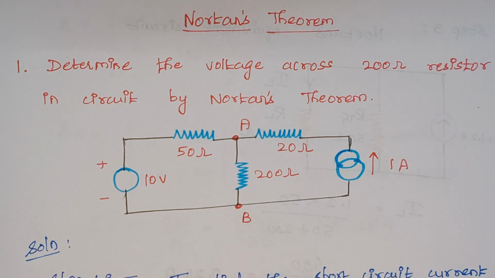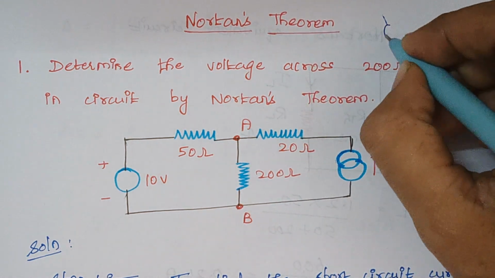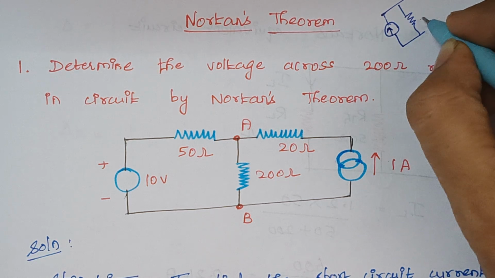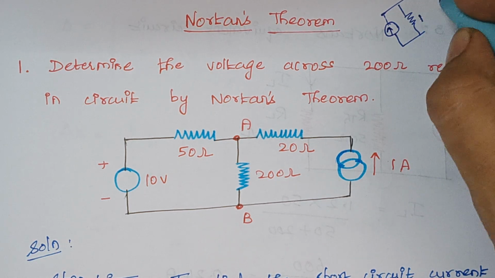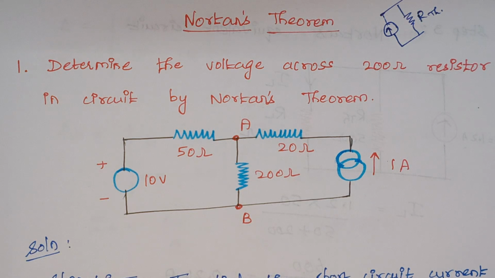So the first step is to find the short circuit current, because a Norton's equivalent circuit will always have a short circuit current source and a parallel resistance known as Thevenin's resistance. Right, this is how the circuit will look. So our first step is to calculate the short circuit current.